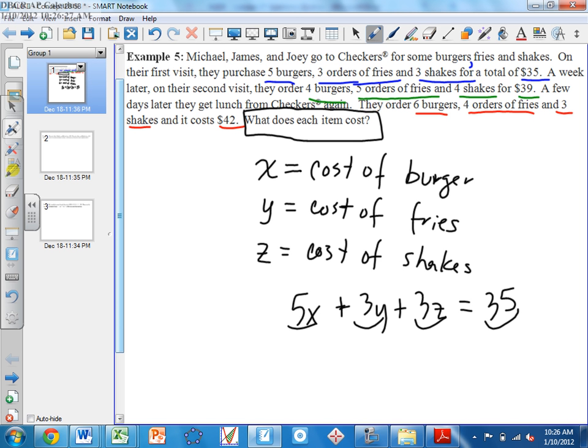Again, a burger is cost x. We have 5 of them, so we have 5x. Fries cost y. We have 3 orders of fries, so we have 3y. Shakes cost z. We have 3 shakes, so we have 3z. So in total, we spend $35.